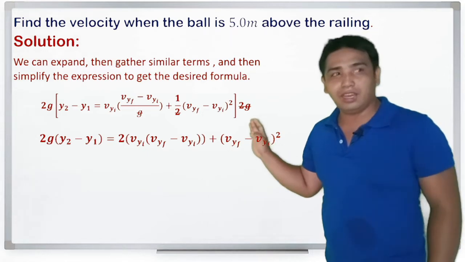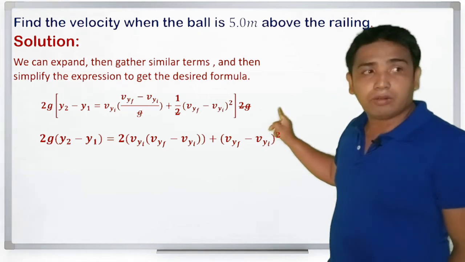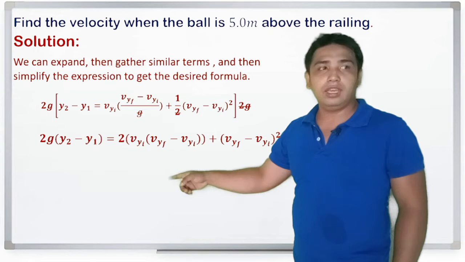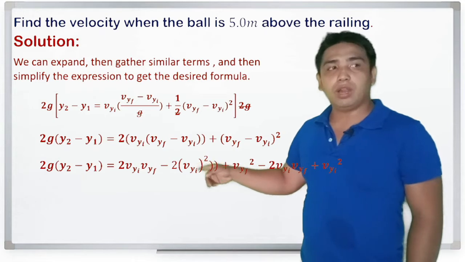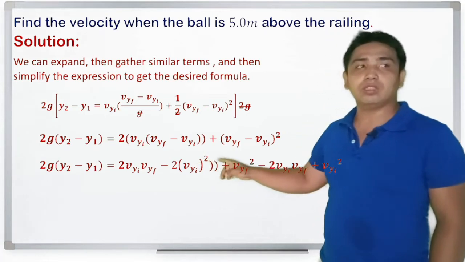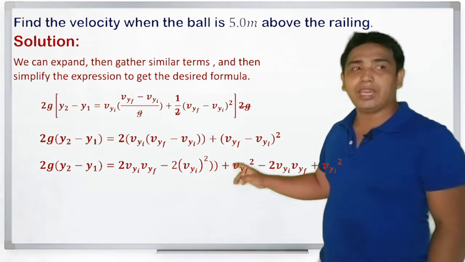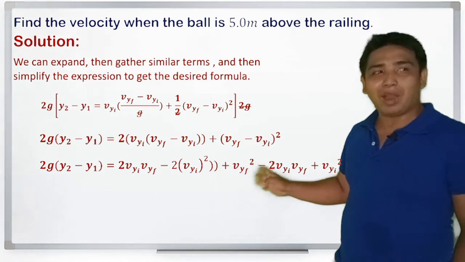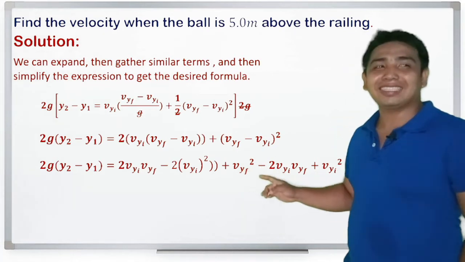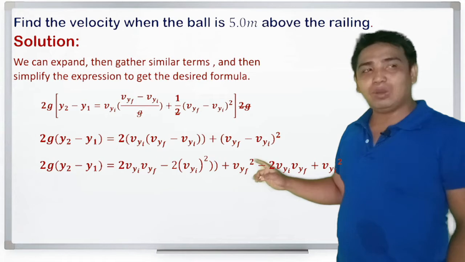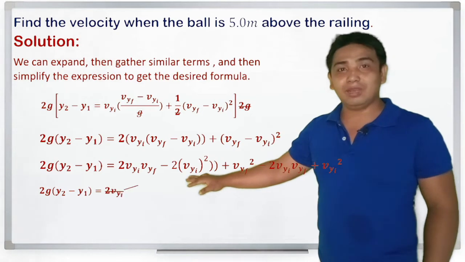This term is a perfect square trinomial if you are going to expand it, so raise that to the power of 2. Right now we have 2g times y sub 2 minus y sub 1 is equivalent to 2 vyi times vyf minus 2 vyi squared plus vyf squared minus 2 vyi times vyf plus positive vyi squared.